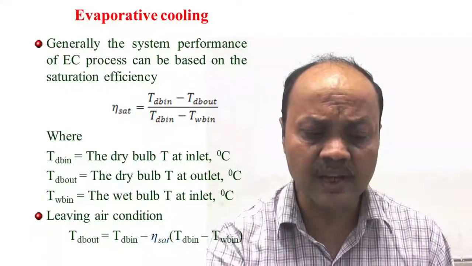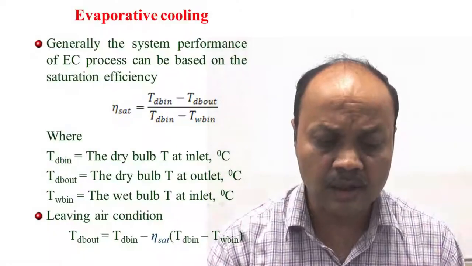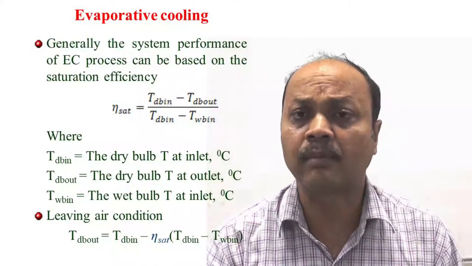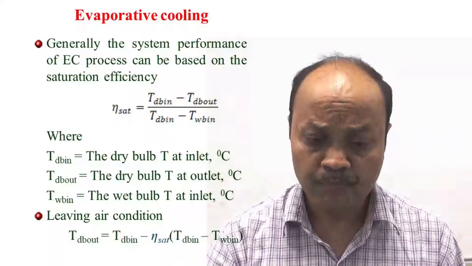So depending upon the various factors, the efficiency varies. Okay, and what is the leaving air condition? Based on this formula, you can calculate the leaving air condition, the dry bulb temperature of the air that is passing through your pad.